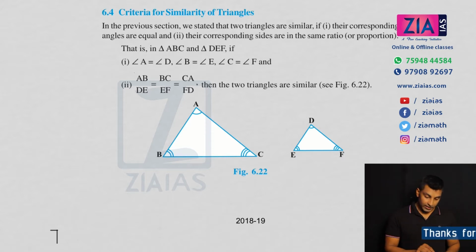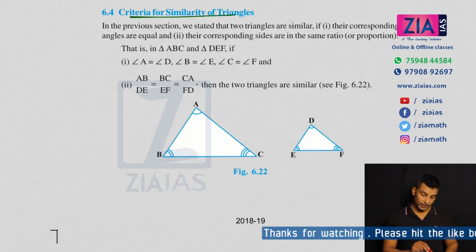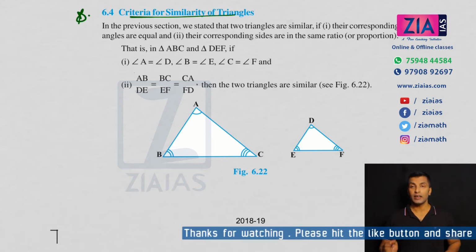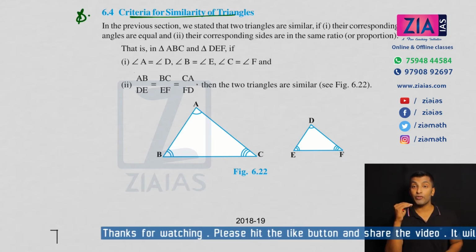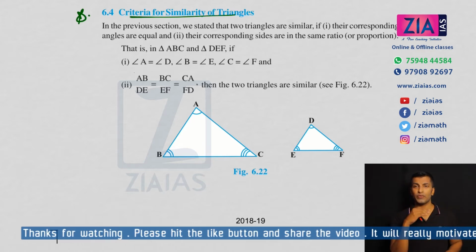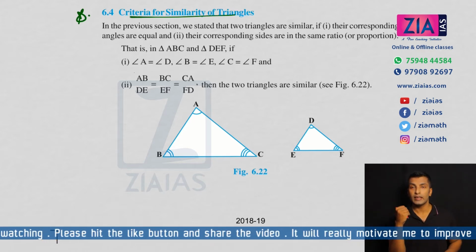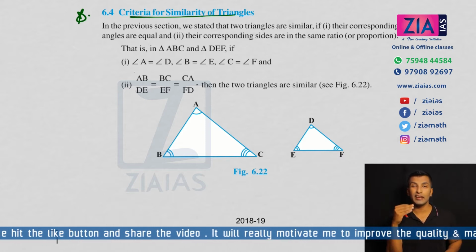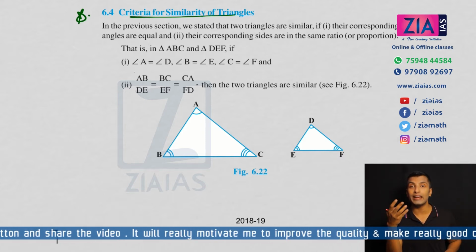Hi, in this session we are going to look at the criteria for similarity of triangles. Very important session. We have already understood the criteria for congruency in your previous standard, so we have seen certain rules. Here, what we are going to look at is certain rules for checking the similarity of triangles.